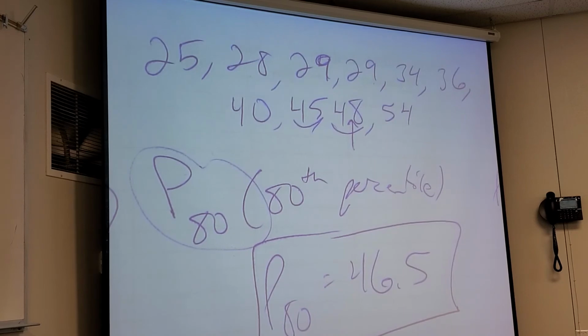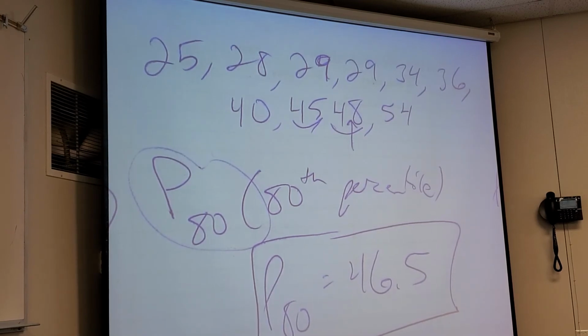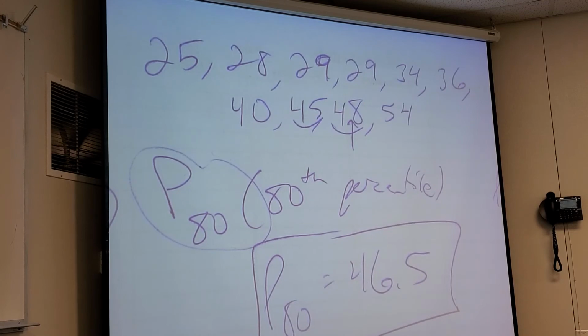Question: for P80, why do you divide it by 2? Remember, if you get a whole number, you average that with the next, right? How do you average two numbers? Add them up and divide by 2. How do you average any set of numbers? You add them up and divide by how many there are. It's only going to be 2 because we're just averaging 2 numbers. Okay, I like it.